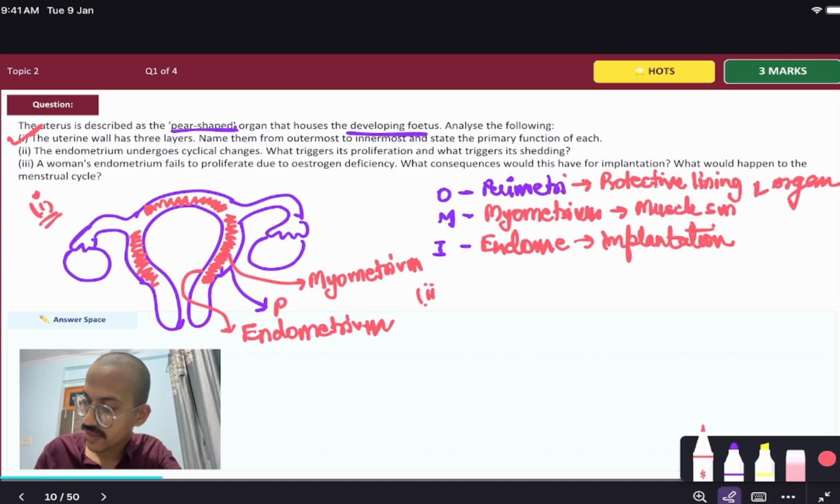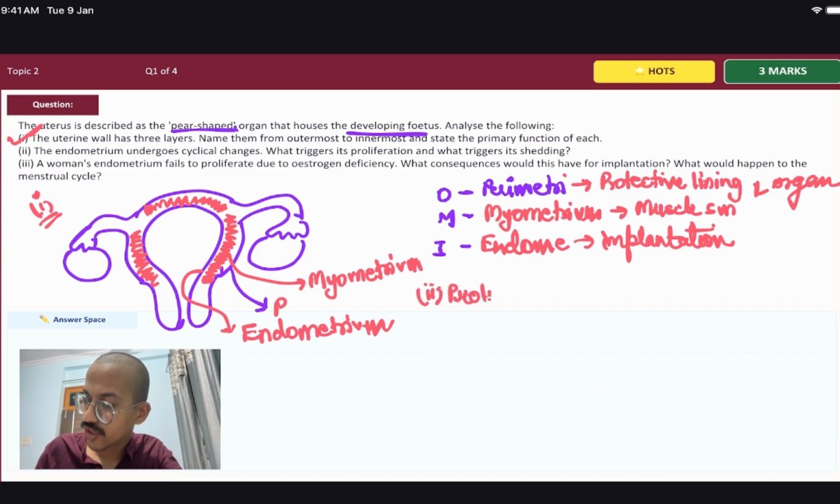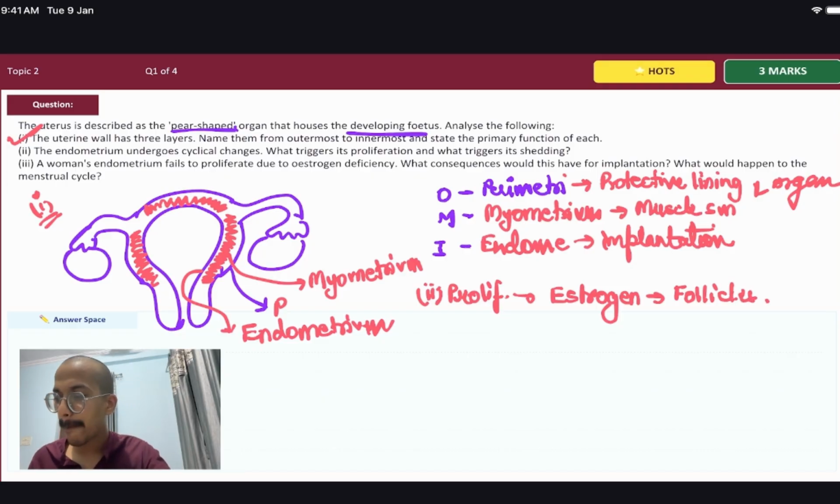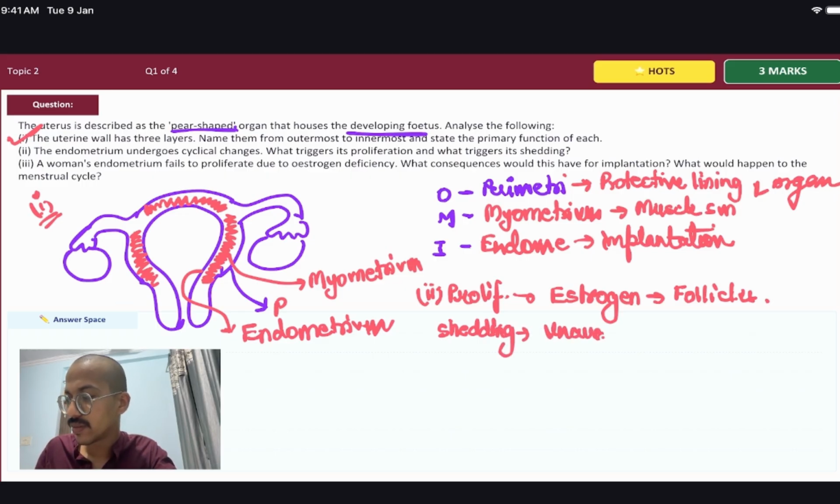The second one is proliferation by the estrogen. And who is giving this estrogen? Follicles. Okay. And what triggers its shedding? Shedding is being triggered by the unavailability of estrogen and progesterone. Okay. Moving on to the third.